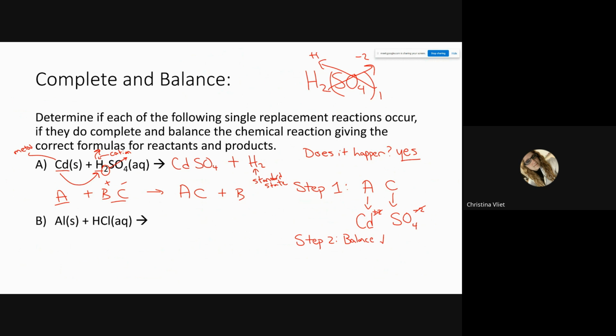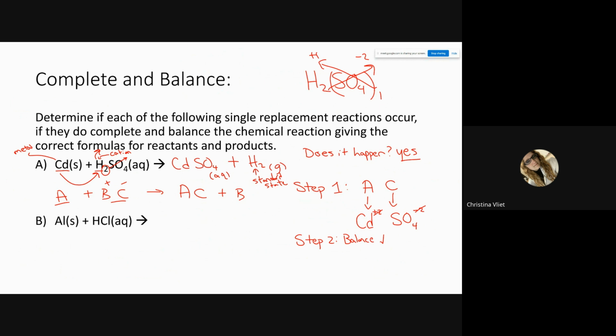And then step 3, states of matter. Cadmium sulfate, ionic compound, in a single replacement reaction. It starts in water, it ends in water, so it's aqueous. And H2, what's the state of matter of that? You would just see bubbling out. That's how you know that you were making a gas. Gases bubble out of the mixture. All right, are we starting to get the hang of it?